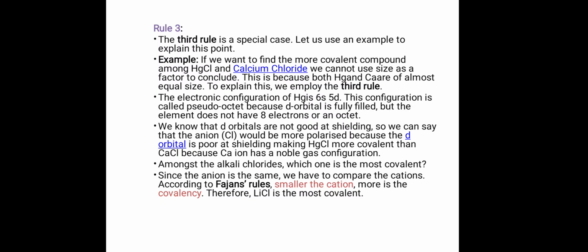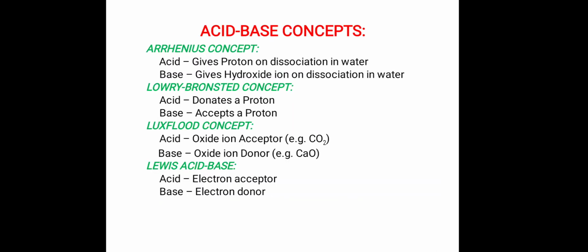Then the fourth rule is that polarization, and hence covalency, is favored if the positive ion does not have a noble gas configuration. These are the four important rules of Fajan's rule.